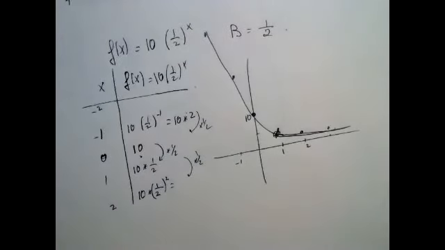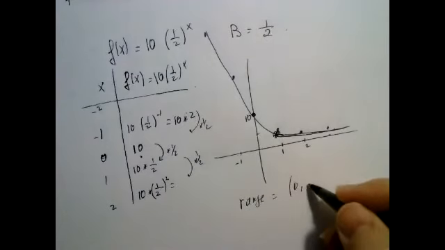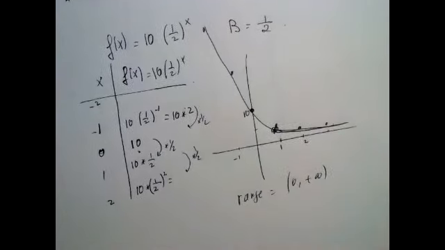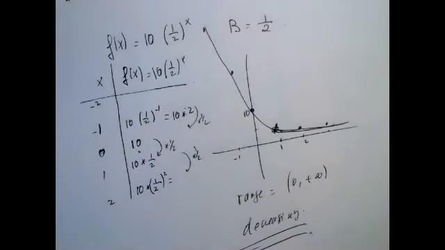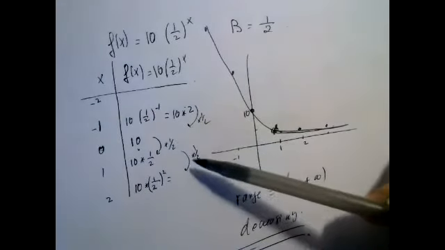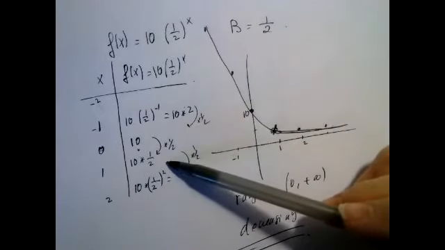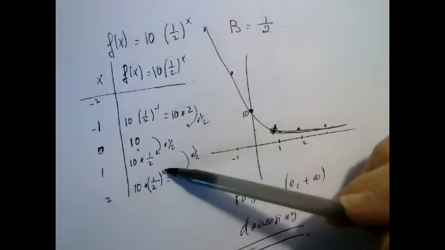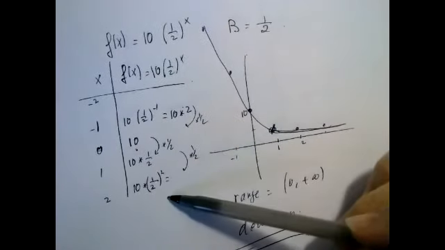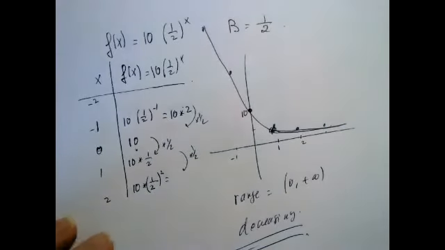And now, like before, the range is always 0 to plus infinity, and it's decreasing. What's making it decreasing is that the number I'm multiplying by is less than 1. So the output is getting smaller, because every time I'm multiplying in this case by a half, I'm making the number smaller, which causes the function to be decreasing.